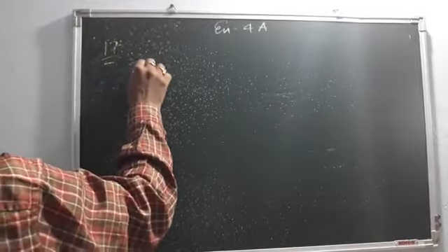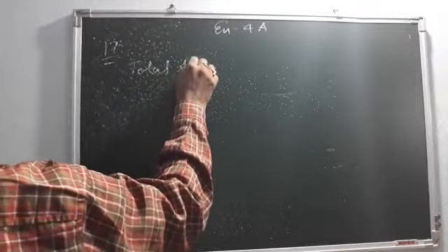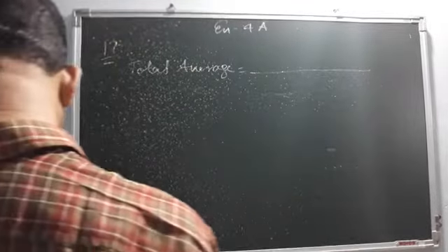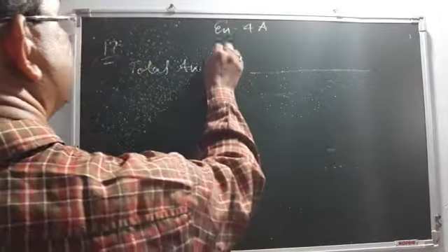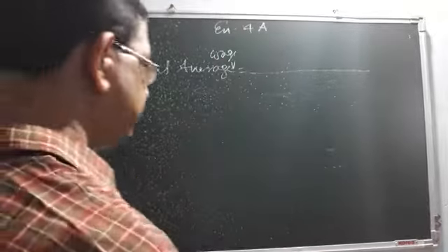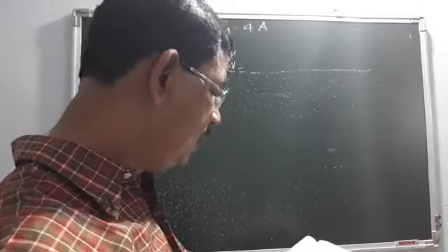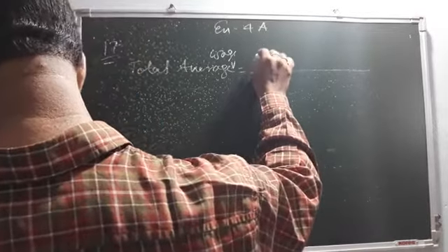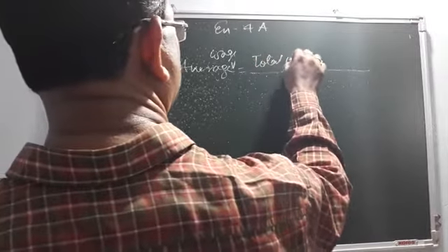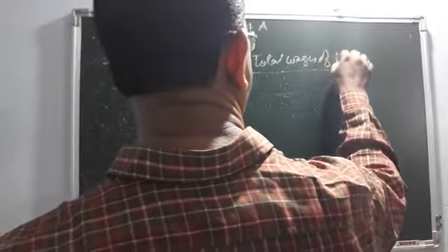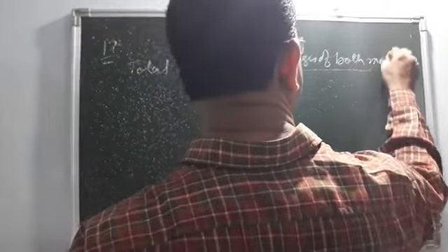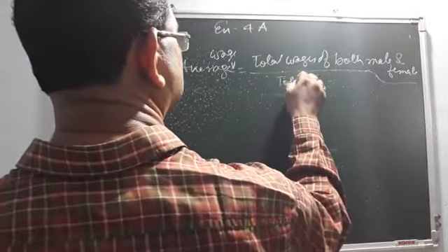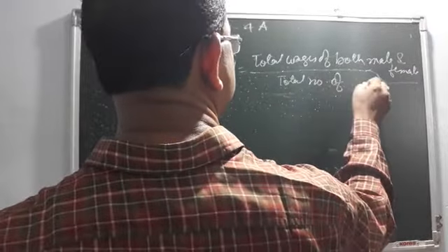So the total average wage will be the total wages of both male and female workers divided by the total number of male and female workers.